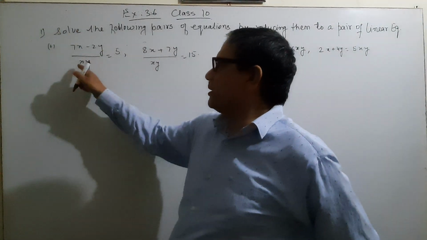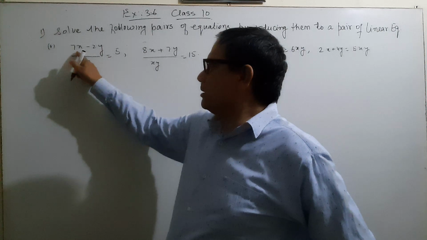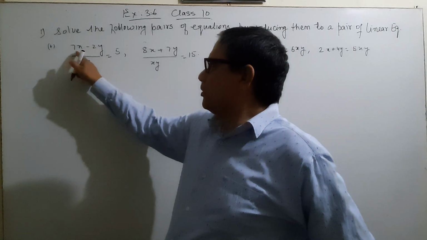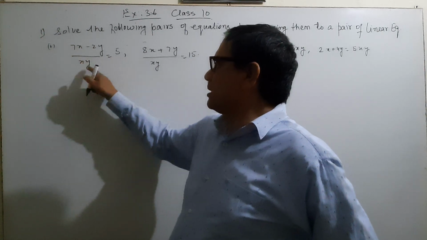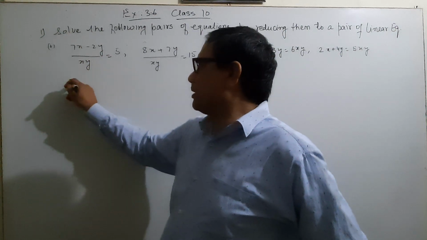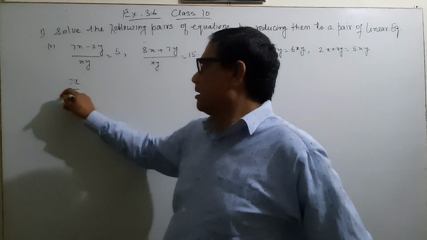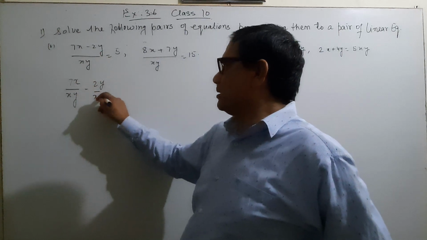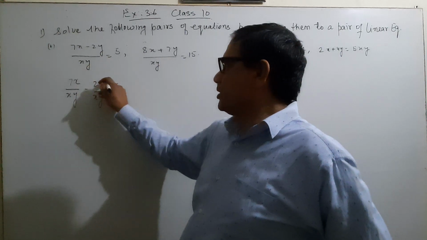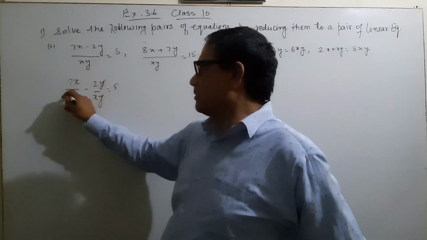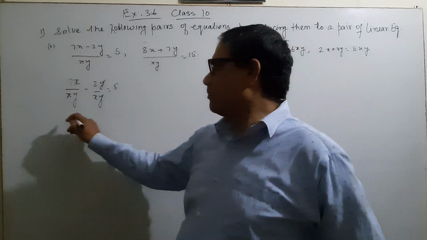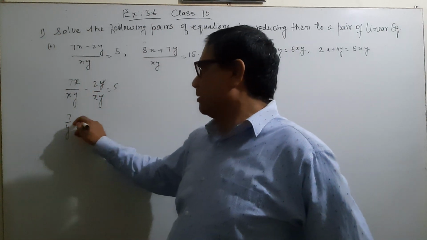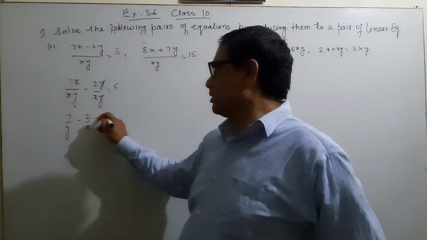First we have to write separately. We write xy below 7x and xy below 2y. So we can write 7x upon xy minus 2y upon xy is equal to 5. This y will cut, this x will cut, and now what is left? 7 upon y minus 2 upon x is equal to 5.